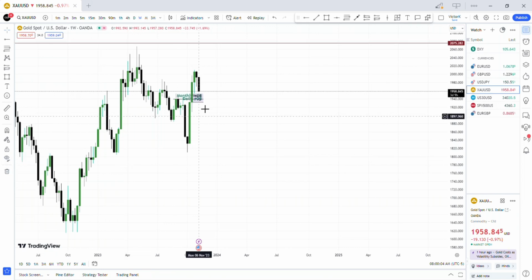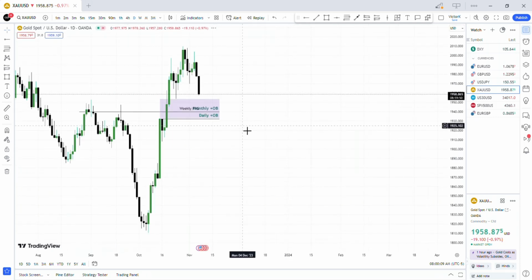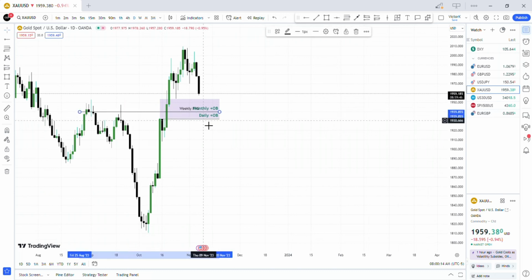Okay, so we are back. We move down to the daily charts. You can see a little bit more clearly. So this is the monthly order block annotation. This is a daily order block, which I expect that price might hit.